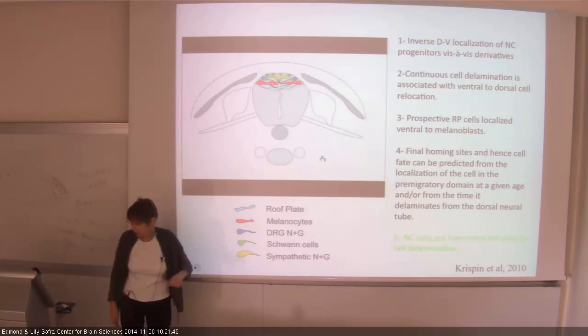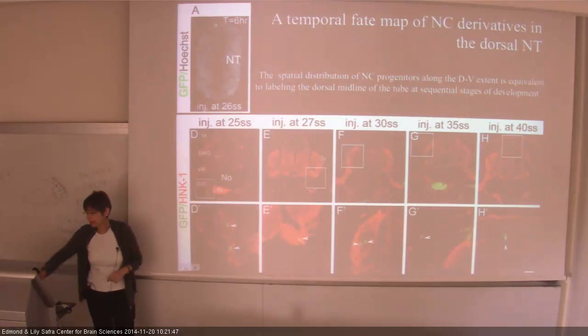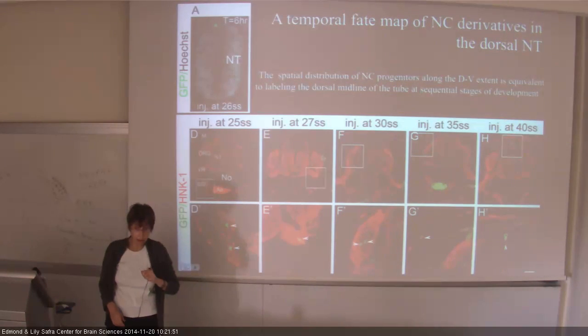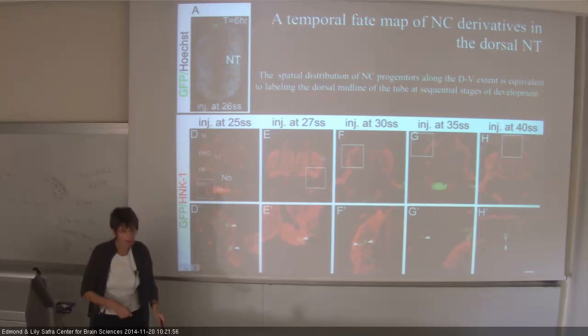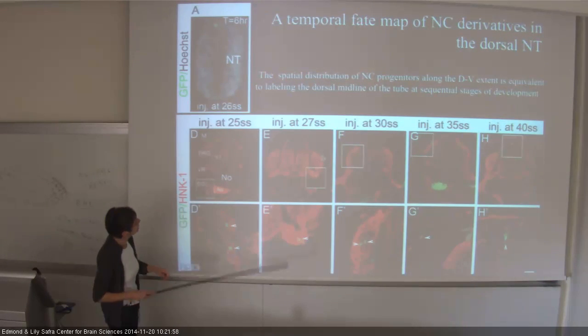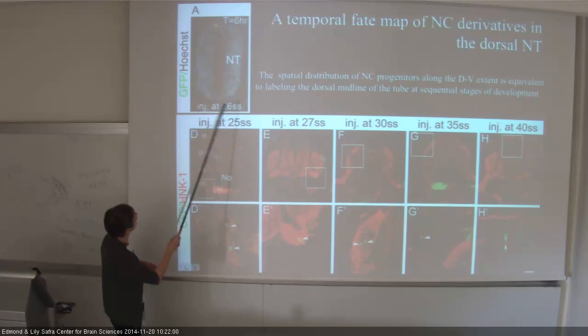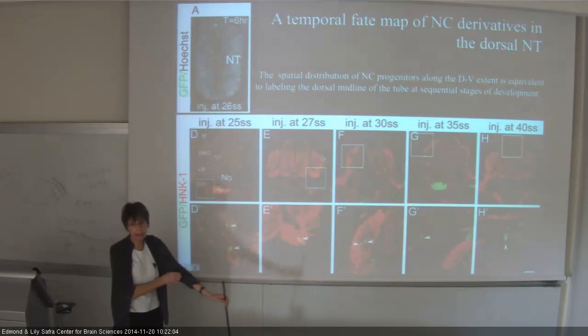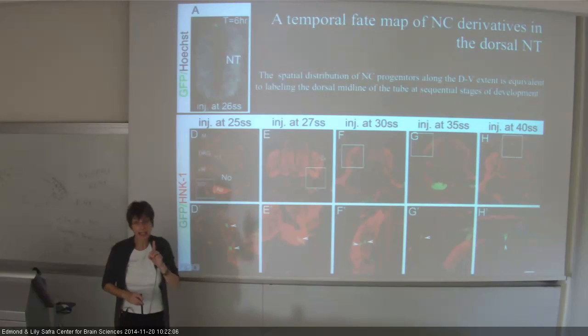So let me show you what we did to study fate, and then I'll try to illustrate your question about potential. What will happen if we change the place of a cell? So how did we do this? Can you see this green dot here? What Shlomi did is he decided to do a clonal analysis in vivo. How did he do it?